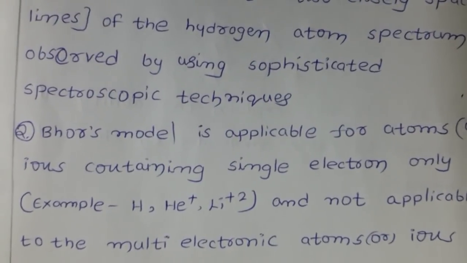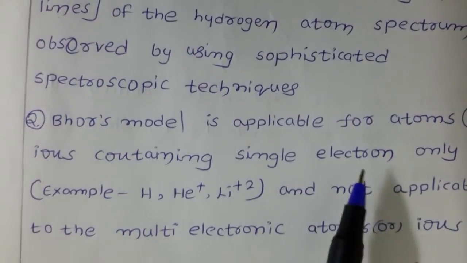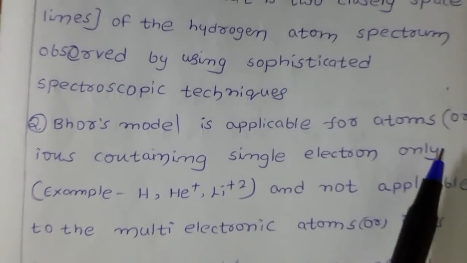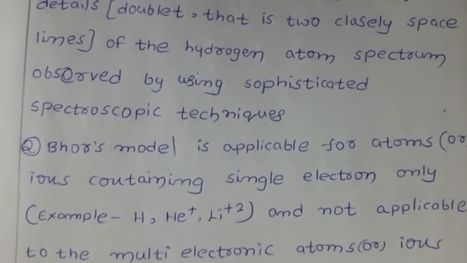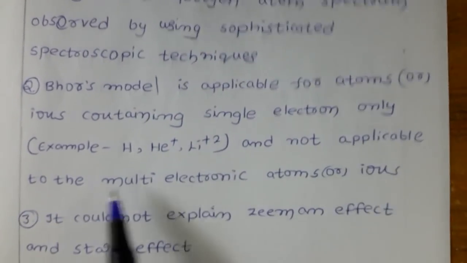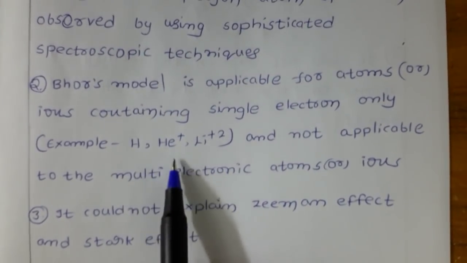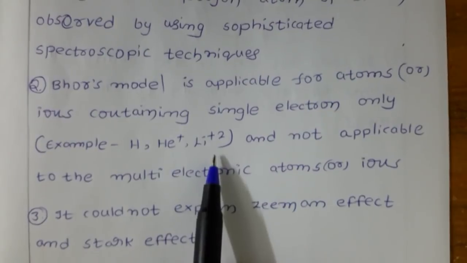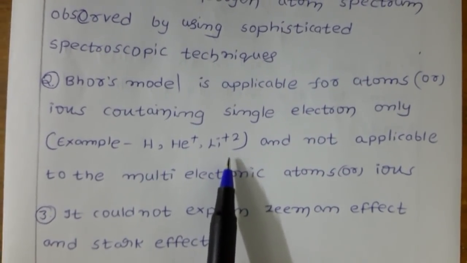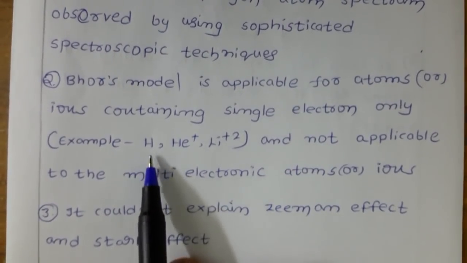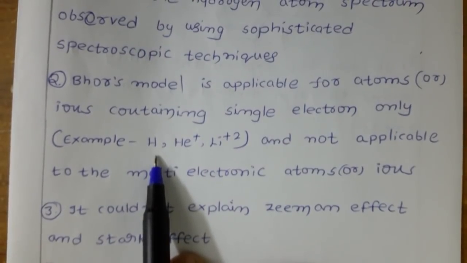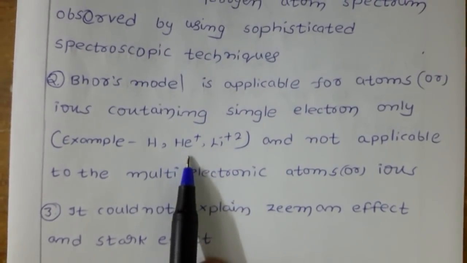And the second point: the Bohr model is applicable only for atoms or ions containing a single electron, for example hydrogen, He+, Li2+. Already we told what single means. In hydrogen we have only one electron. What happens in He+?